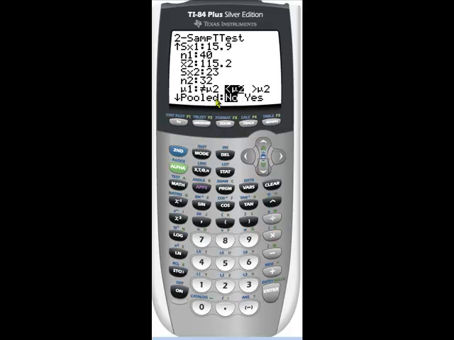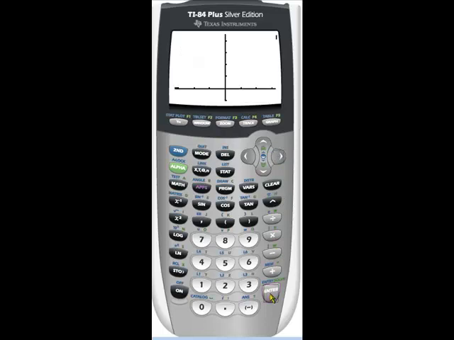Now the next question is asking about pooling. What they're asking here is, is there any reason to think that the population standard deviation for our two groups is the same? And we don't have any information about the population standard deviation, so we say no to this. And you're always going to say no to this, so you can just skip over pooled. We're always going to say no for that. And I select draw.